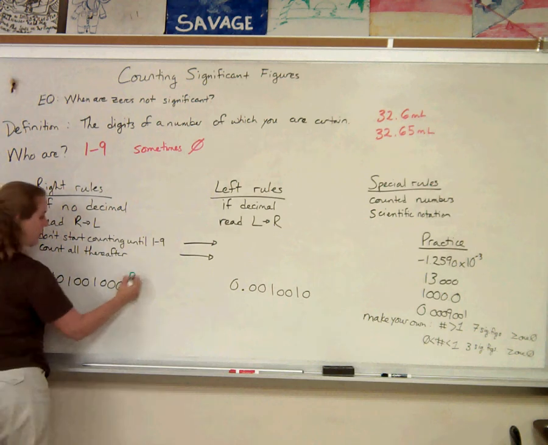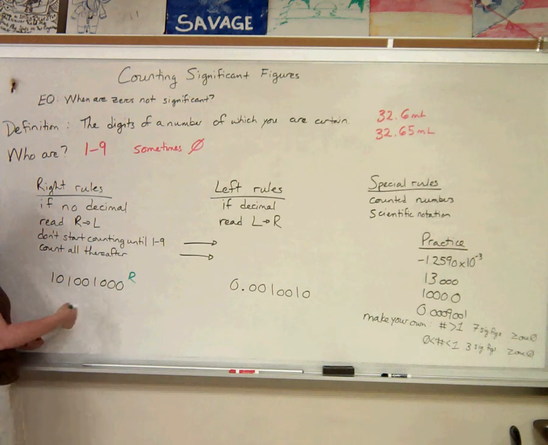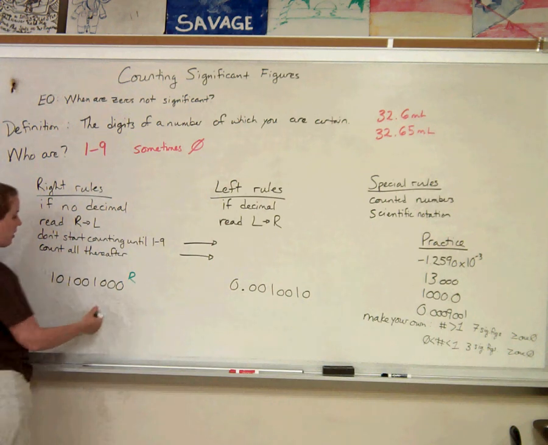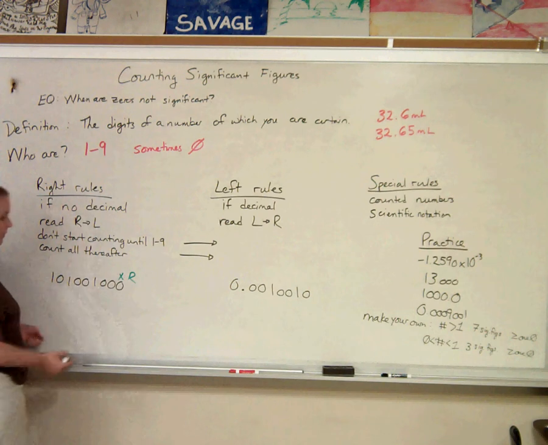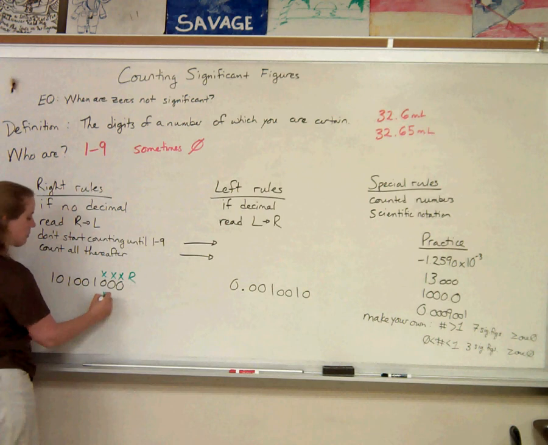So here's the right end of that number. The first number we get to is a 0. What's the job of this 0? Oh, it's just there to push these numbers over so that they don't start at the ones, they start over there. So this one is not significant. This one is also not significant. These are just placeholders.